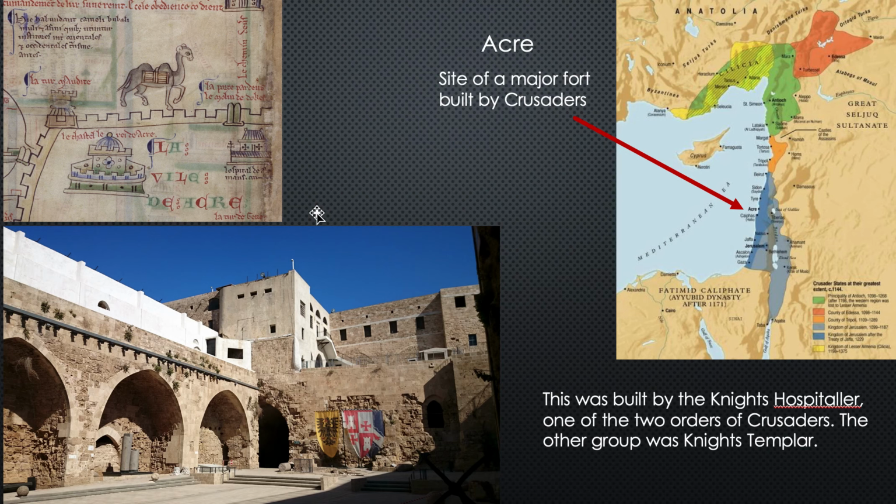And here's the big fortress, the Crusader fortress of Acre. And it's right on the coast, and you can see it there. So Acre survives today. And here's a map. I think this is from Matthew Paris's journal that shows Acre. You can read it right there.